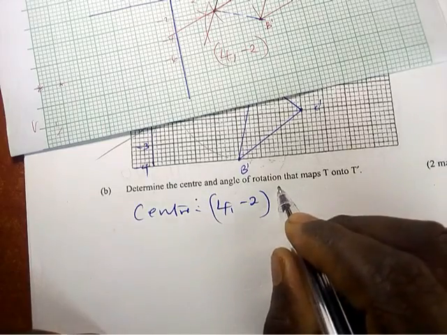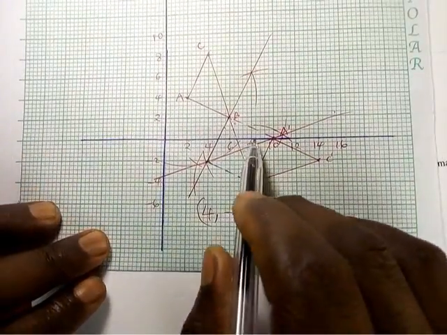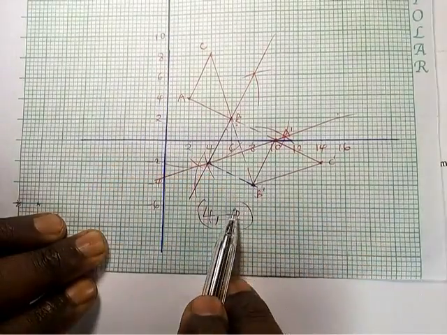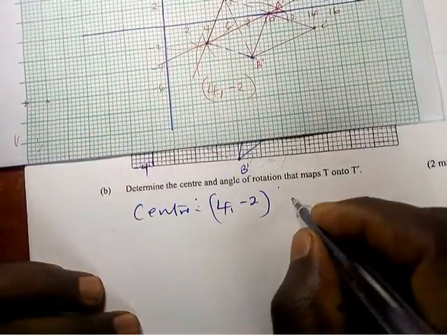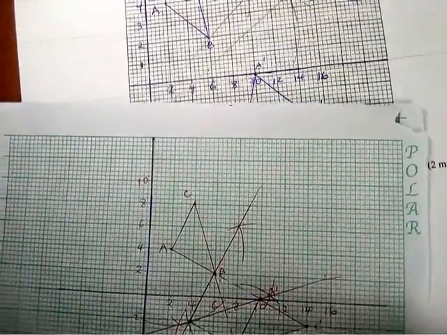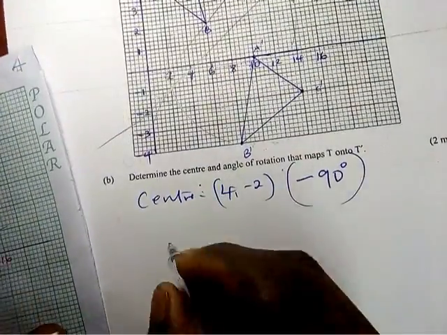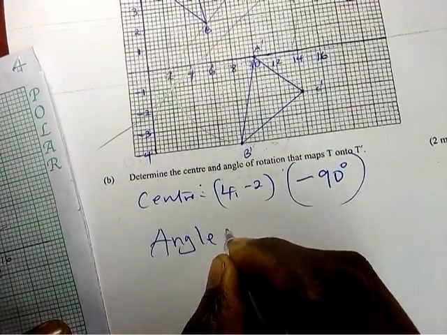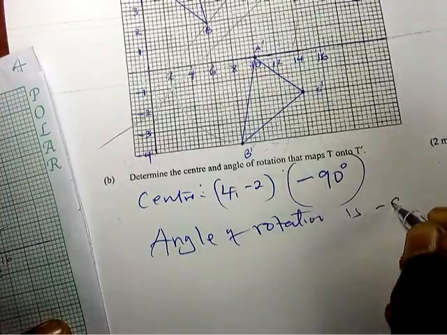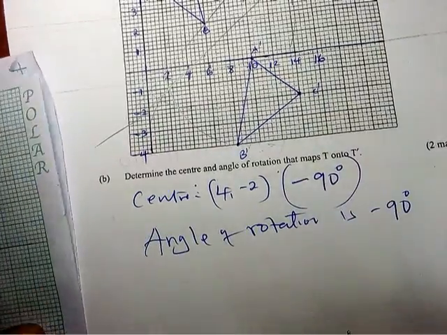Rotation is 90. But which 90? Is it positive or negative? When it turns this way it is positive, when it comes this way it is negative. So -90 degrees. Angle of rotation. So you write: angle of rotation is -90 degrees.